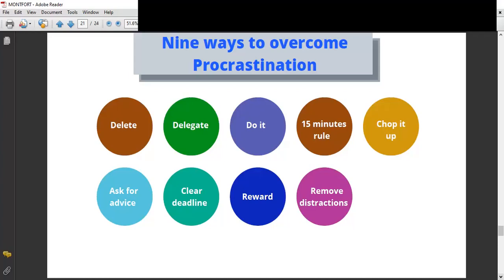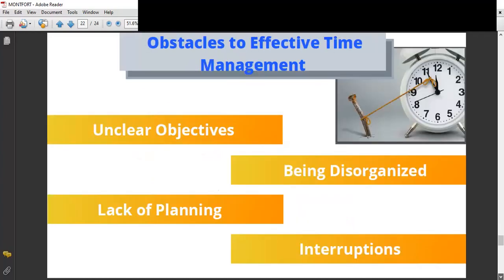Ask for advice. If you don't understand anything, go to the person who knows well, ask how to do it and take advice. Clear deadline. Okay, by tomorrow I have to finish this task. Anyhow, I have to finish, I cannot prolong it anymore. Reward. After completion of the task, just pat yourself. Reward yourself. Okay, I have done my work. Remove distractions. This is the biggest hindrance. Remove distractions.